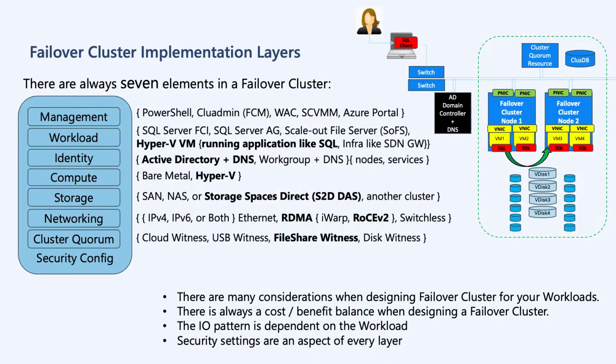But just as an overview, let's talk about the seven elements of a failover cluster. For failover clustering, we're always going to have management, workload, identity, compute, storage, networking, and quorum. We always have these seven elements, and within them there are always going to be choices that customers have. For example, in networking, we work great with either IPv4 or IPv6, and with static IP addresses or dynamically assigned IP addresses.